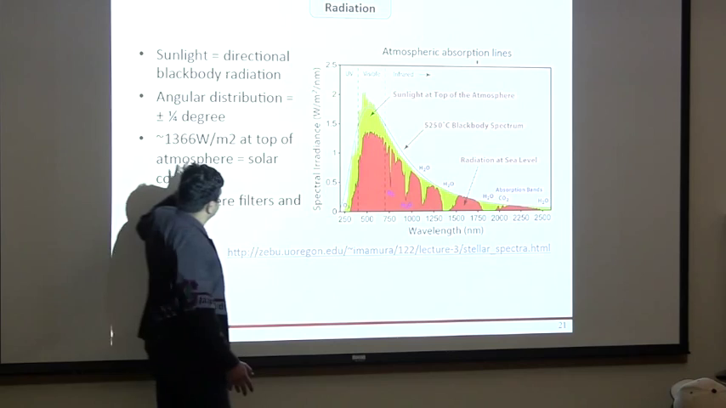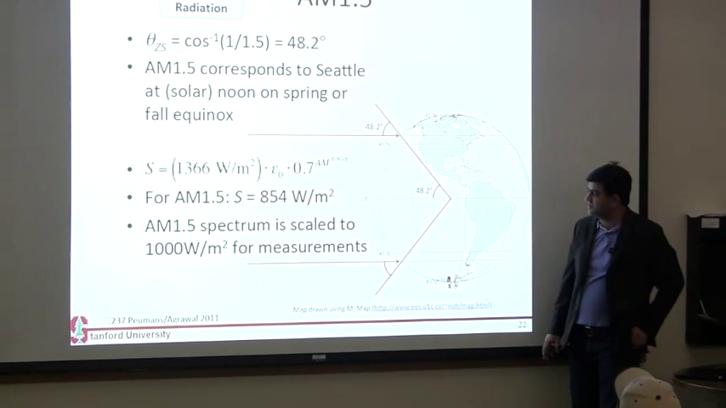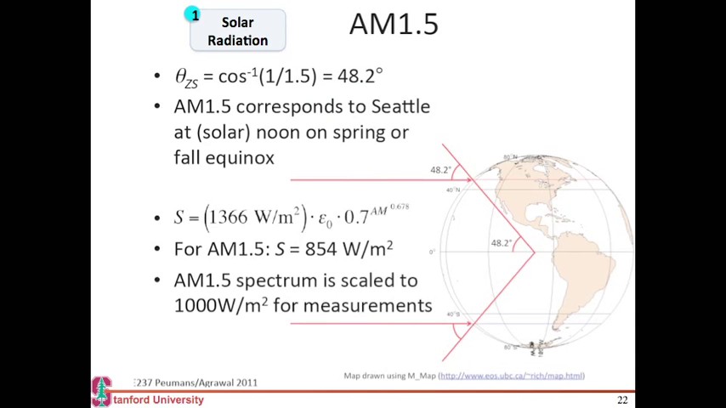And then by the time it reaches the top of my roof, it reduces to around 1,000 watts per meter square. And the other number, AM1.5, that 1.5 corresponds to your angle with respect to your zenith. We live in the northern hemisphere, and that 1.5 essentially corresponds to this angle, the cos inverse of this angle. So AM1.5 corresponds to an angle of 48.2 degrees. That's equivalent to living in Seattle, if you compare where that position is on this map.